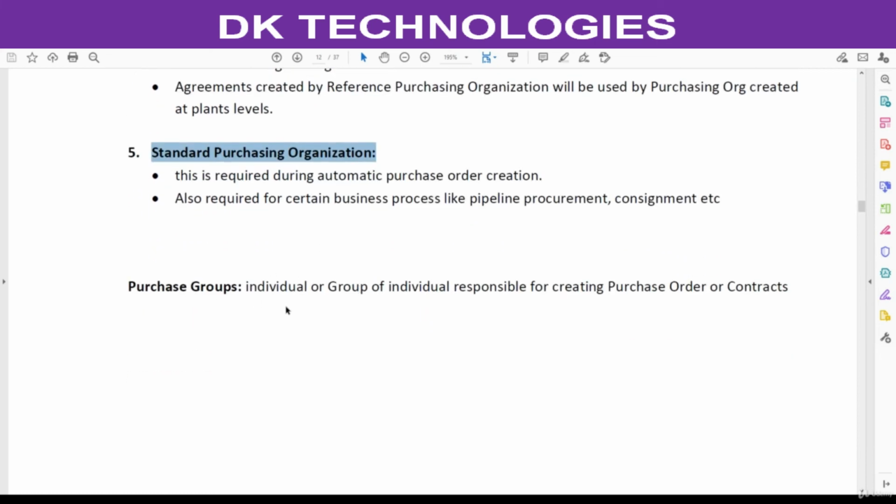Now coming to purchasing group, see, individuals or group of individuals responsible for creating purchase orders or contracts.